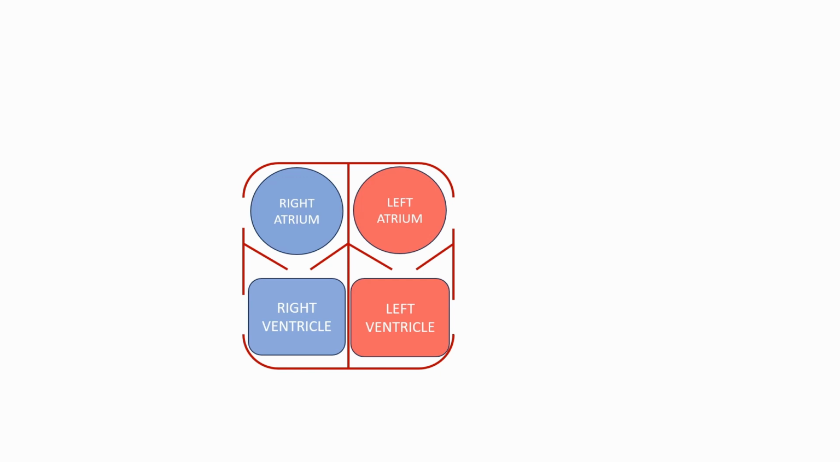Within the heart, the blood flows from the atrium to the ventricle. This flow of blood is unidirectional because there are valves present between the atrium and the ventricle which prevent any backflow of blood from the ventricle to the atrium.